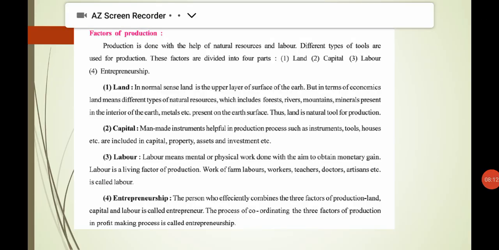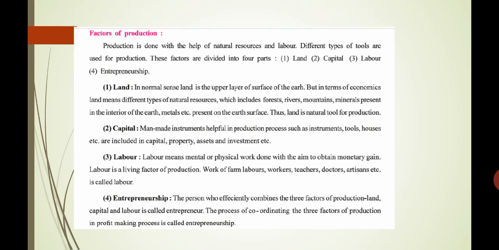Now comes factors of production. See, for making of anything, for producing anything, you require these factors of production. Without the absence of any one of these, you won't get the final product. So production is done with the help of natural resources and labor. Different types of tools are used in production. These factors are divided into four parts, that is land, capital, labor and entrepreneurship.